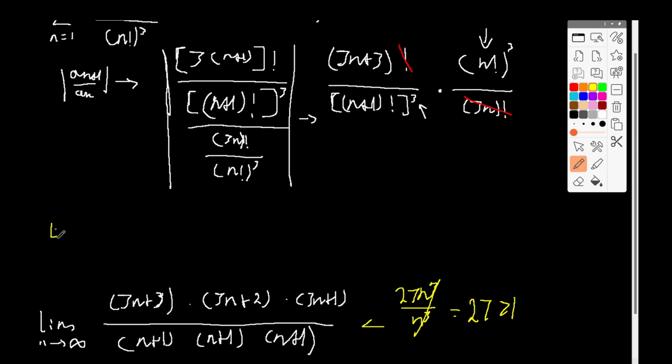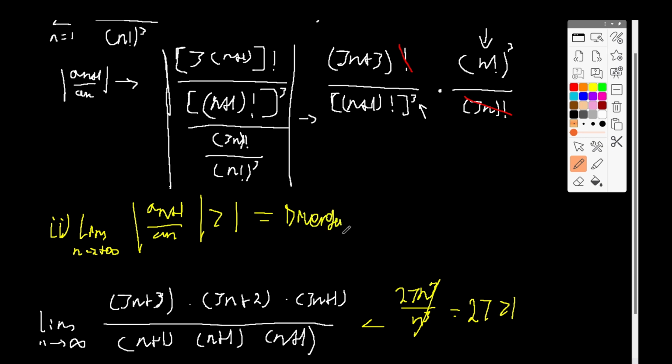So we remember in part 2, where we said if the limit as n goes to positive infinity of a sub n plus 1 over a sub n is greater than 1, it would be divergent. Therefore, my whole series is divergent. Therefore, this over here tells me that our whole series is divergent.